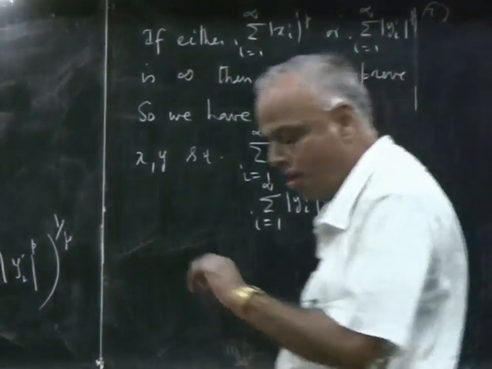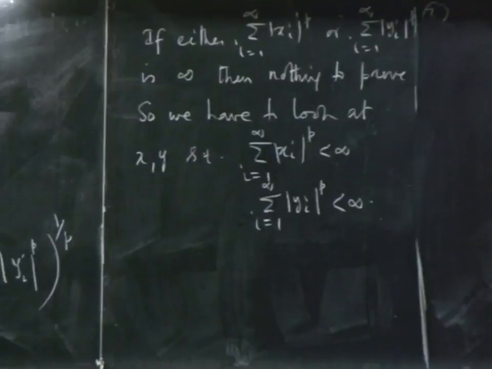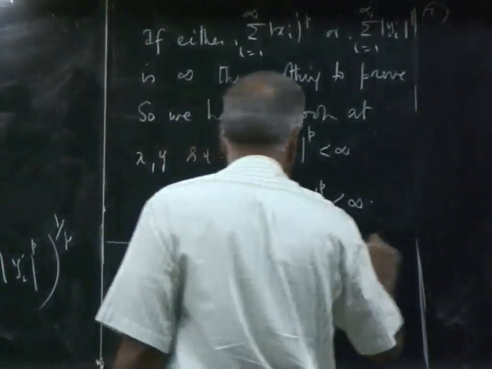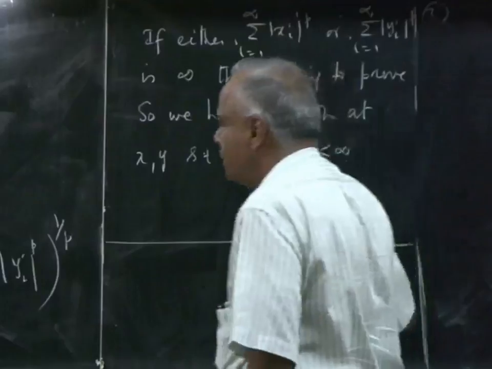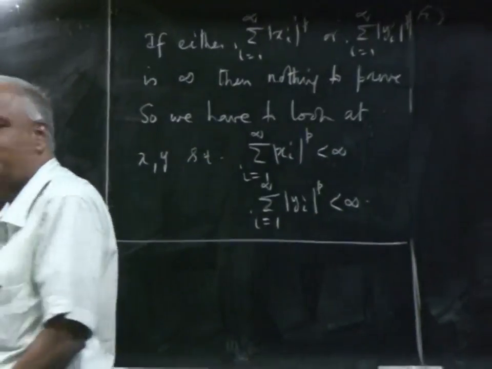So the non-trivial question that we should look at is: if x and y are two sequences of real or complex numbers such that that sum and this sum are finite, then does such an inequality hold? Okay, that's the question. So now let's look at how we will do it. Now you see, when this and this are finite, that means the right hand side is already finite.